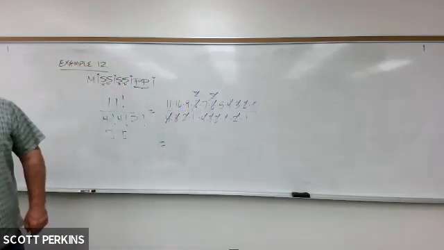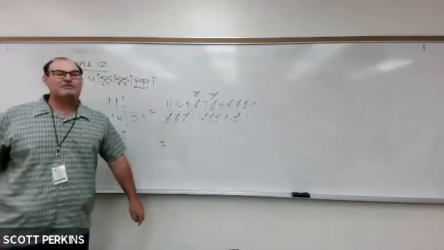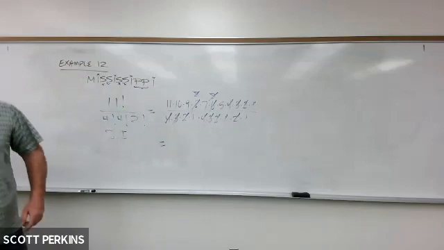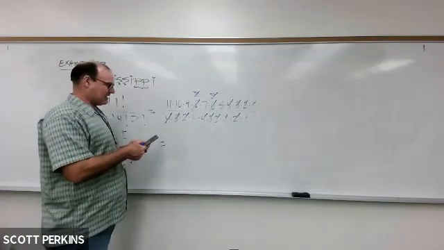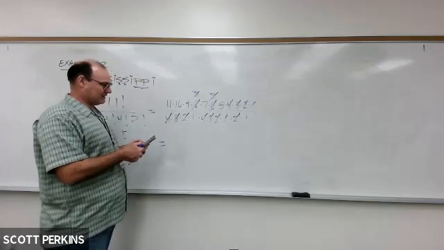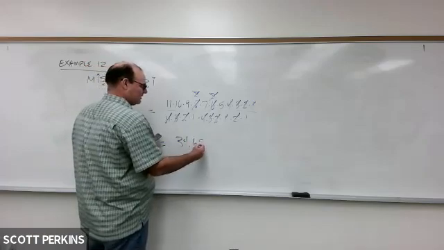And don't forget the 5. Exactly. I was about to forget the 5. But thankfully, you guys are more astute than I am. So I've got 11 times 10 times 9 times 7 times 5, and that is 34,650.